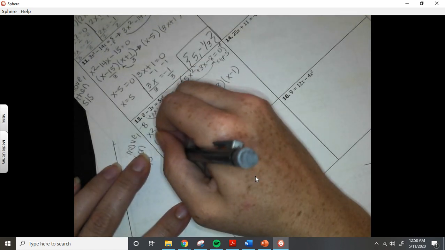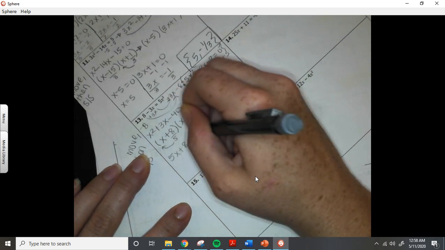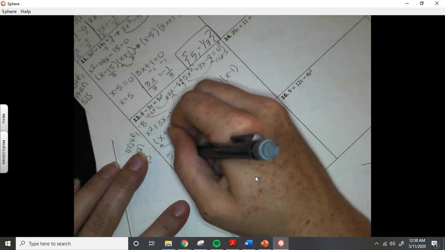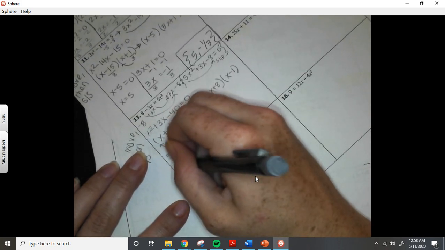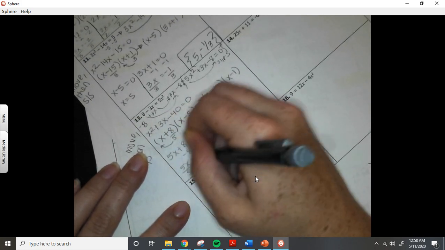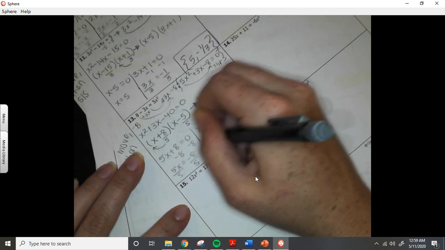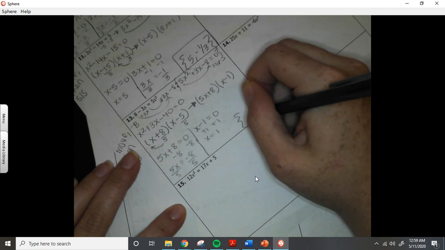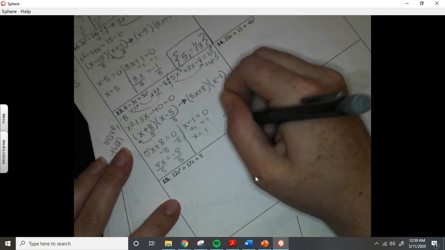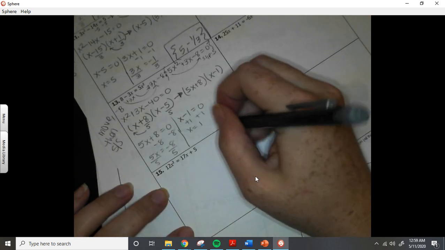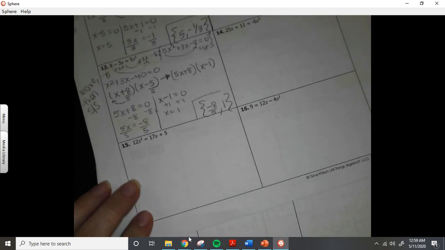Okay, so 5x plus 8 equals 0, and x minus 1 equals 0. Subtract 8, 5x equals negative 8, divided by 5, and then we're going to add 1, x equals 1. So our answer here is negative 8 over 5 and 1. If there was one I would check, it would be this one.